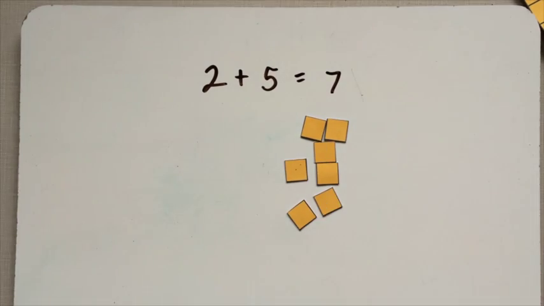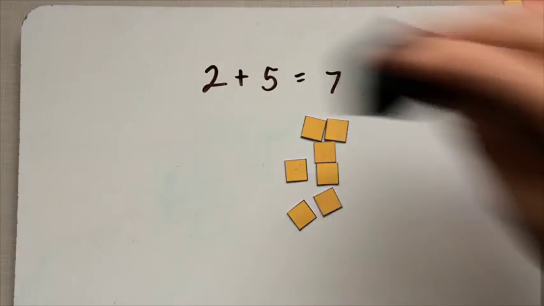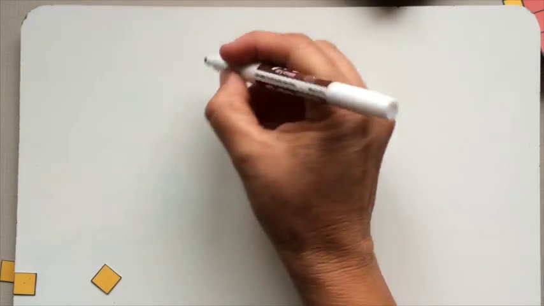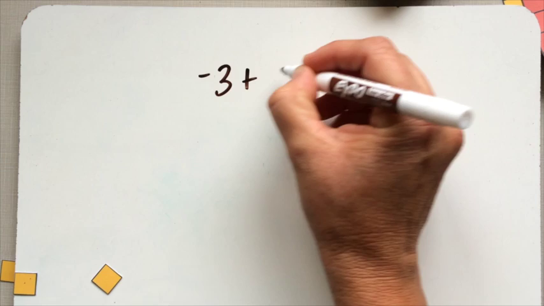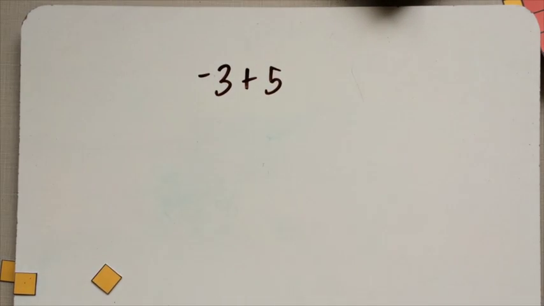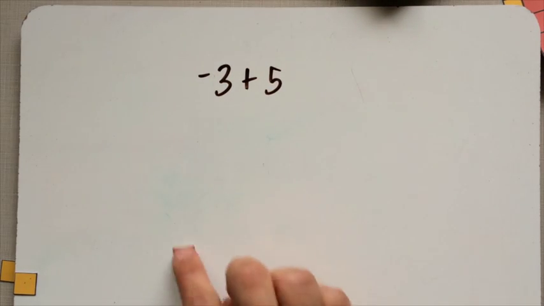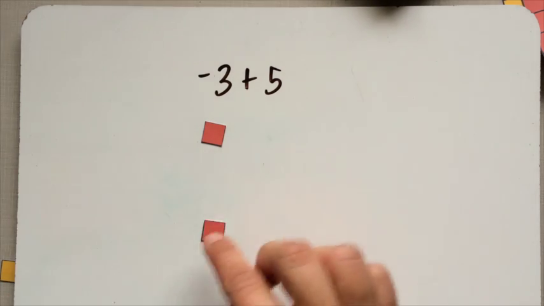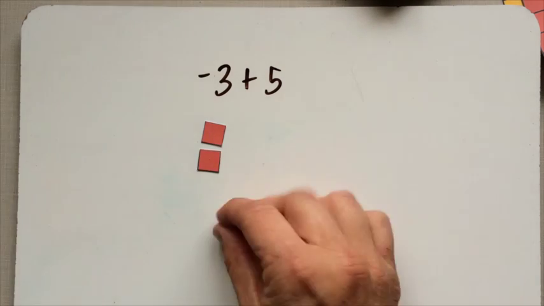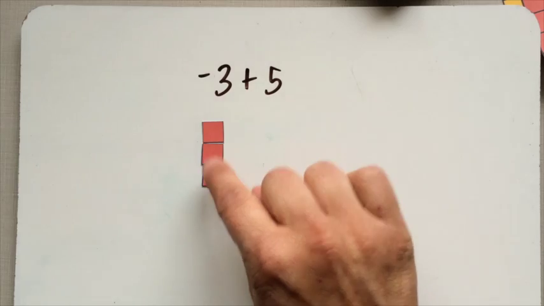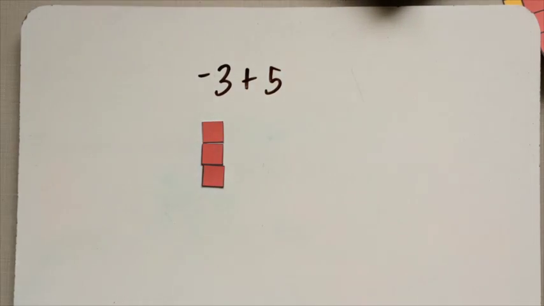It gets more confusing when we bring in negative numbers. So let's do that now. All right, so what if we had something like negative 3 plus 5? To represent a negative, we're going to need the red side. We're going to flip them over. And since it's a negative 3, we need 3 negative 1s. Negative 1, 2, 3. So those 3 negative 1s together represent the value negative 3.